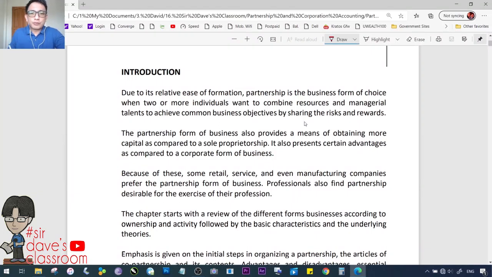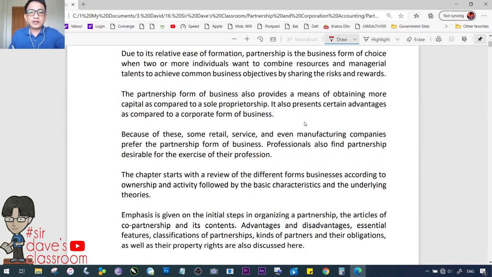The partnership form of business also provides a means of obtaining more capital as compared to a sole proprietorship. It also presents certain advantages as compared to a corporate form of business. Actually, yung mga na-mention dito sa first and the second paragraph are some of the advantages already. Although there are a lot, which will be discussed later, that is the initial part of our introduction for partnership.